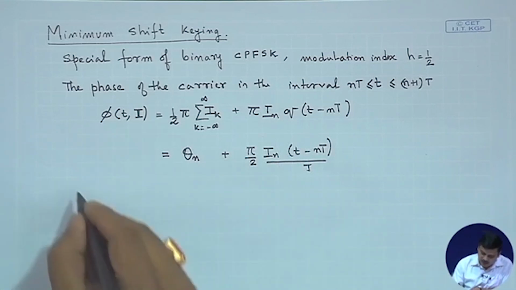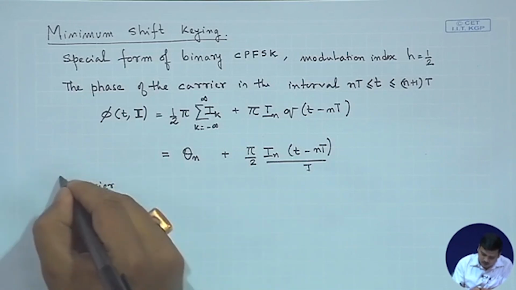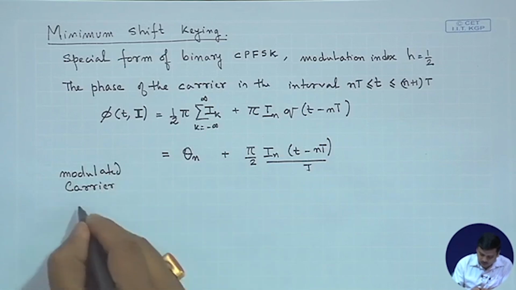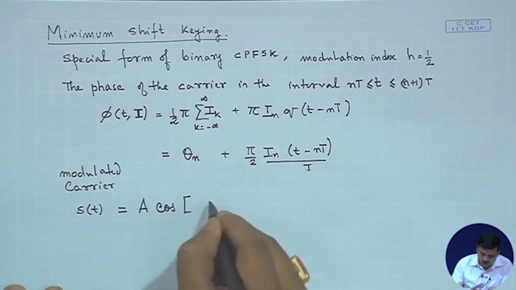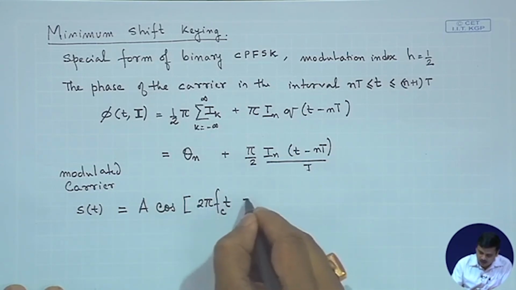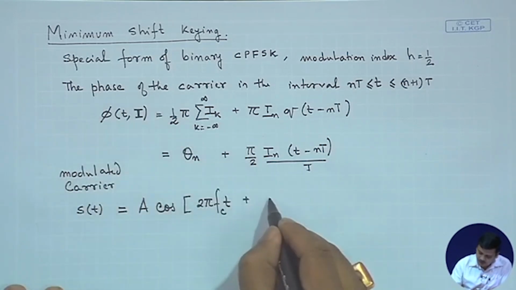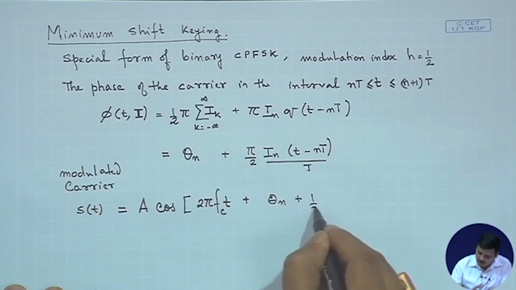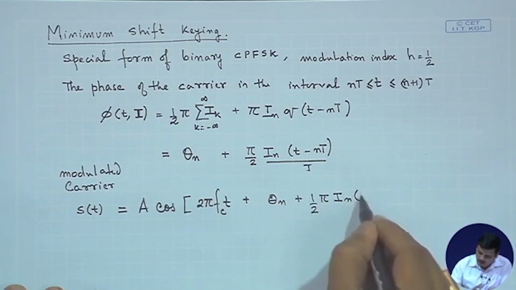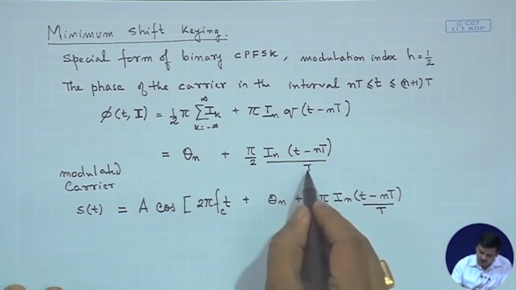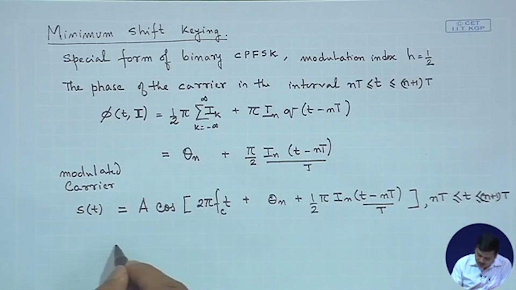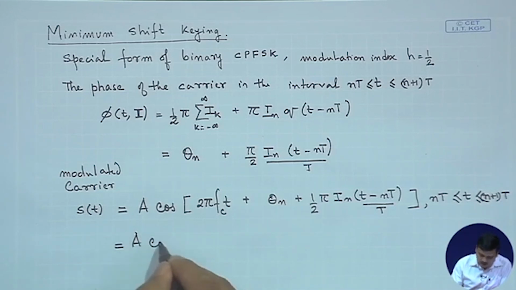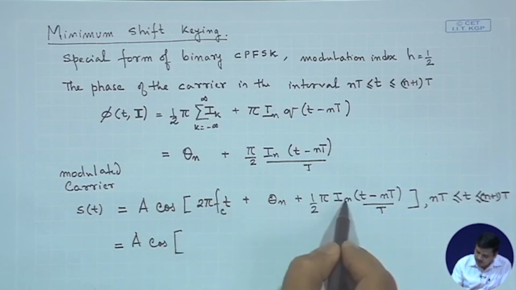Once we have this, then you could write the modulated carrier, that is s of t, the band pass signal, which we have always been writing as s of t equals A cos of 2 pi f_c t plus the whole phase term, theta n plus half of pi I_n (t minus nT) upon T, that is the expression directly from here, and of course, in the interval of t lying between nT to (n+1)T. And this you could rewrite as A cos. So, we can collect the terms, we have an f_c t term, we have I_n t terms.